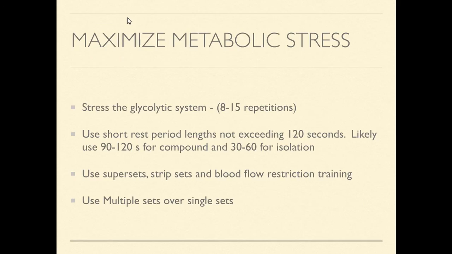Thank you. Oh, one last thing. I want to go back to metabolic stress. Stress the glycolytic system by training 8 to 15 repetitions. Use short rest period lengths not exceeding 120 seconds. Likely use 90 to 120 seconds for compound and 30 to 60 for isolation. Use supersets, strip sets, and blood flow restriction. Use multiple sets over single sets.